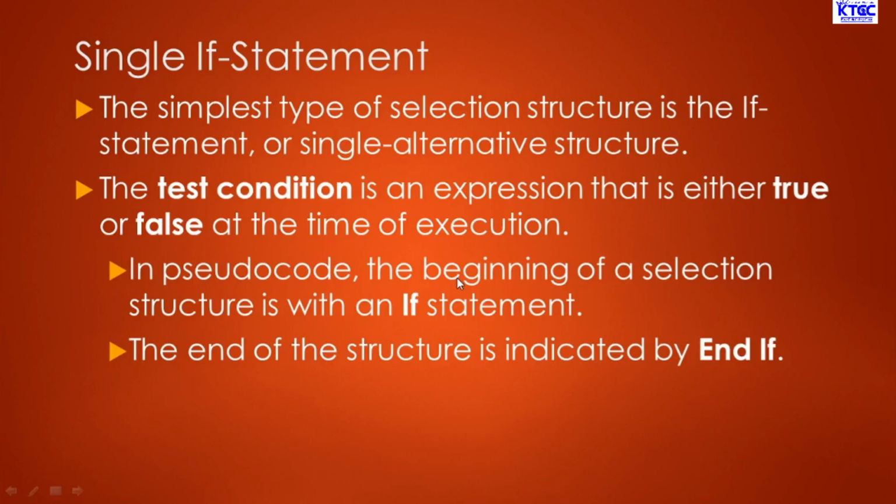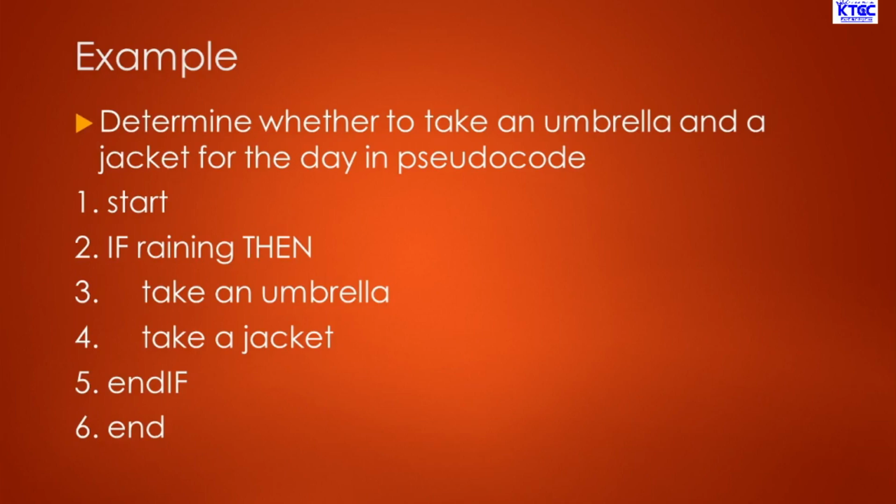In pseudocode, the beginning of a selection structure is with what? An if statement. Where you want to test a condition, we start with what? The if statement. And the end of the structure is indicated by what? End if. This means that particular structure has ended. So we jump out of that one and go to another structure. Let's look at the example here.